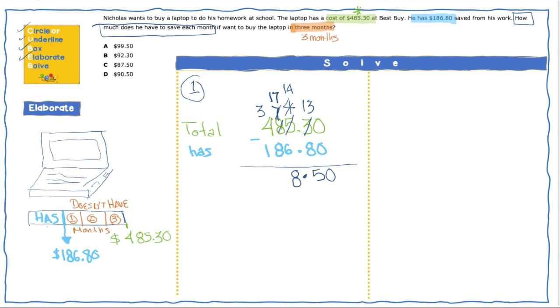Now I can subtract 17 minus 8. And that gives me 9. And finally 3 minus 1. And that gives me 2.